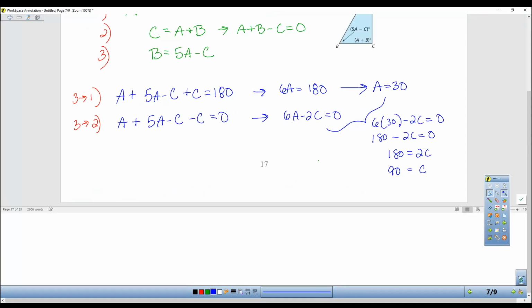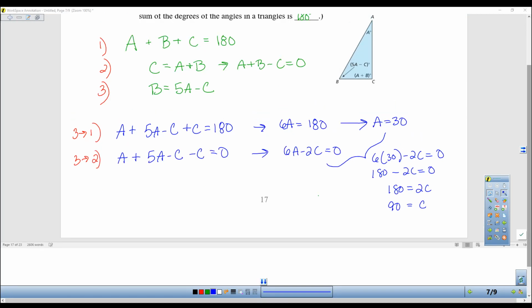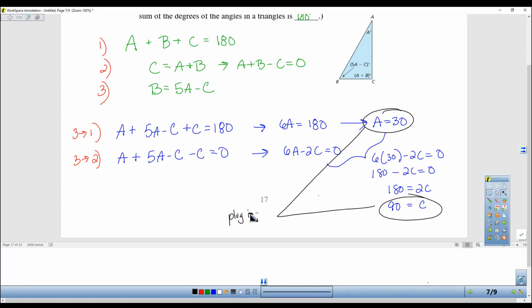The last step is almost always the same. You want to take the two that you know so far and put them back into one of the originals. So I'm going to take my A is 30 and my C is 90. And I personally am going to choose equation 3. You can choose any of them. So B is 5 times A minus C. So B is 150, oops, 150 minus 90, so B is 60.